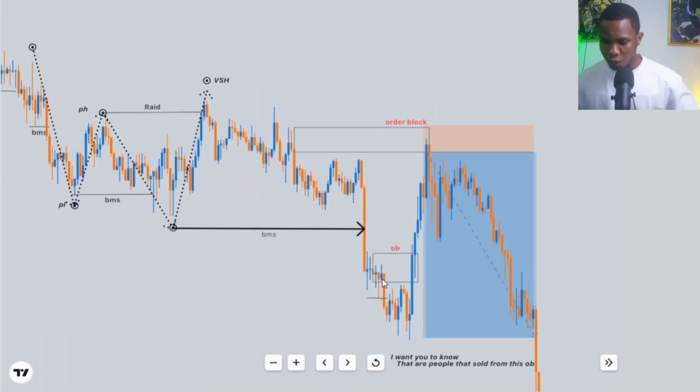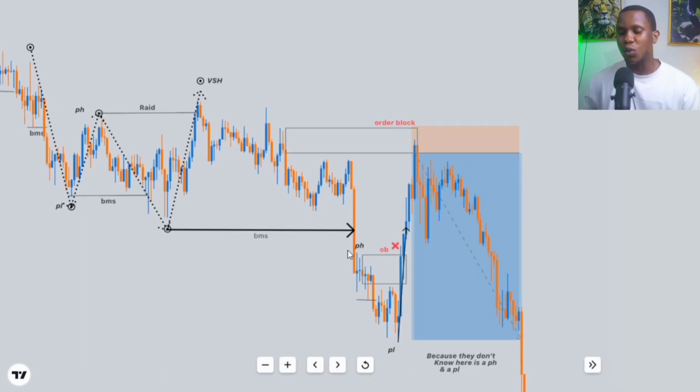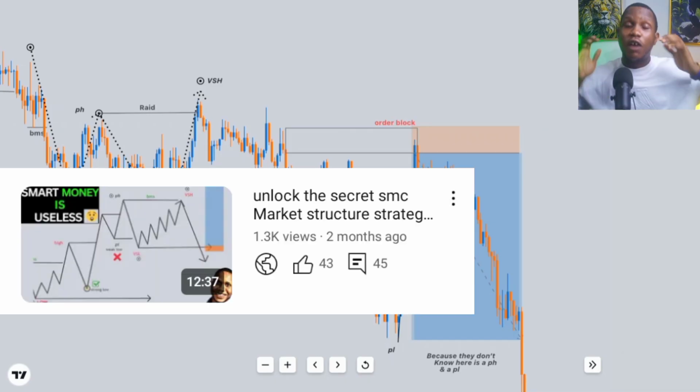I want you guys to know that there are people that actually sold from this particular order block right here in the market. But can you see what? They failed. Because here is a previous high. And here is a previous low, guys. You have to watch Unlock the Secret Market Structure Strategy to understand this in depth.